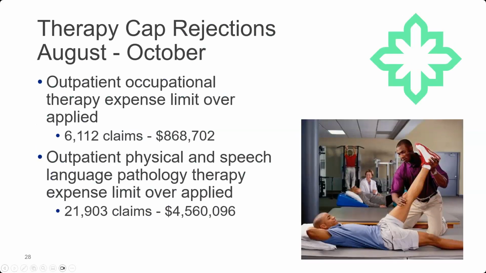Now, if we take a look at rejections for these services, 6,112 occupational therapy claims have been denied for being over the limit. This comes to a total of $868,702 in non-covered charges. For physical and speech language pathology, there were 21,903 claims totaling $4,560,096.